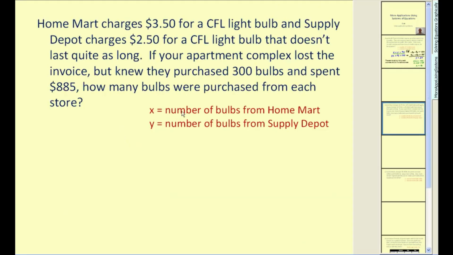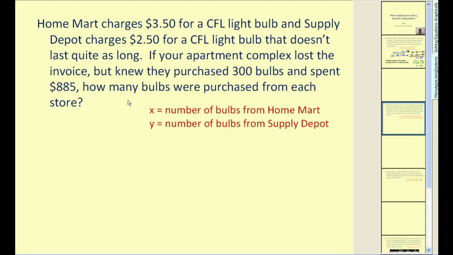Let's go ahead and take a look at this example. HomeMart charges $3.50 for a CFL light bulb, and Supply Depot charges $2.50 for a CFL light bulb that doesn't last quite as long. If your apartment complex lost the invoice but knew they purchased 300 bulbs and spent $885, how many bulbs were purchased from each store?